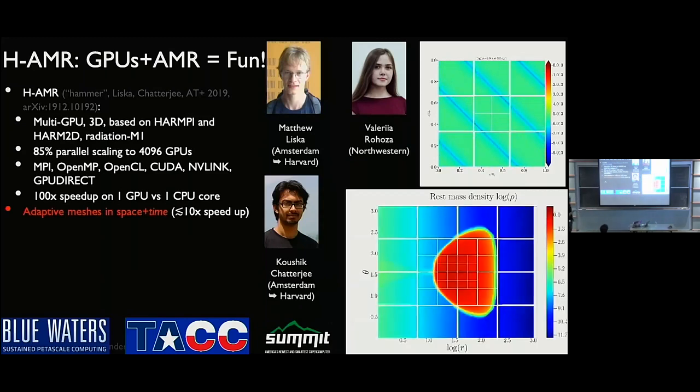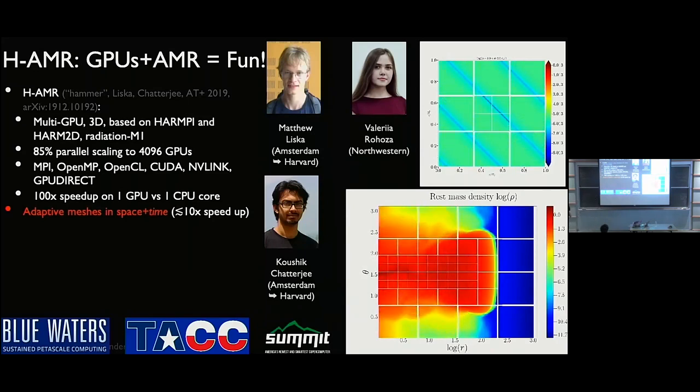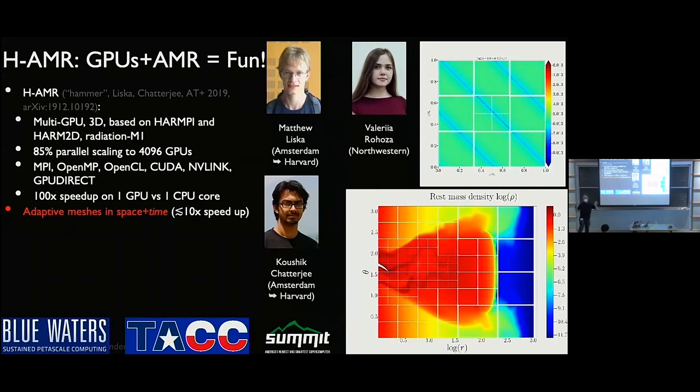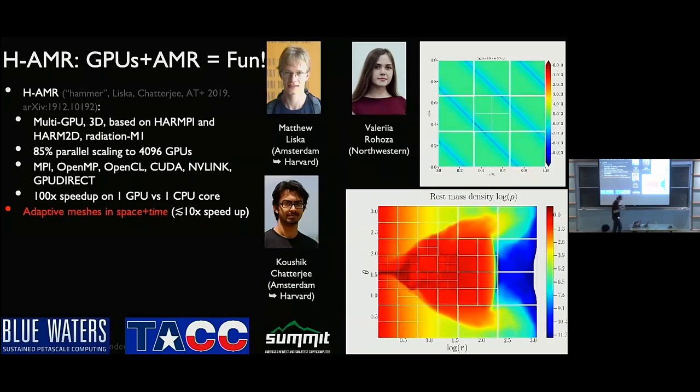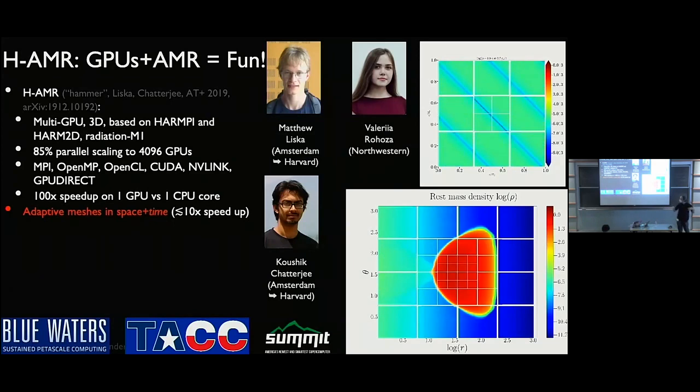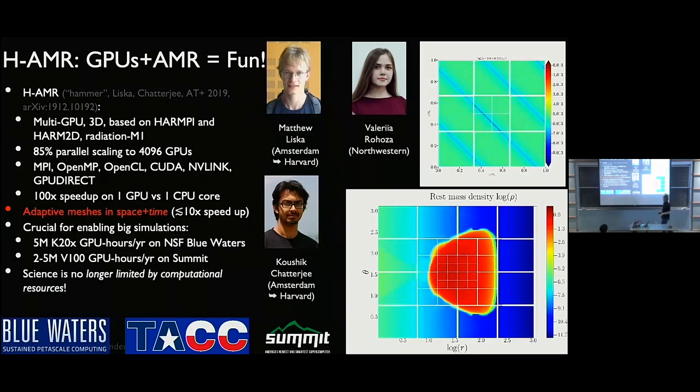And what's really important is that it has adaptive meshes not only in space, but also in time. So we refine not only in space, but also in time, which is technical, but that gives us an extra factor of 10 speed up on top of the about a factor of 100 speed up of one GPU versus one CPU core. Okay, so CPUs have maybe, let's say, tens of cores. So we get roughly a factor of 10 speed up, one GPU versus one CPU, plus extra. Why do we need all of this? Well, you will see in a second.